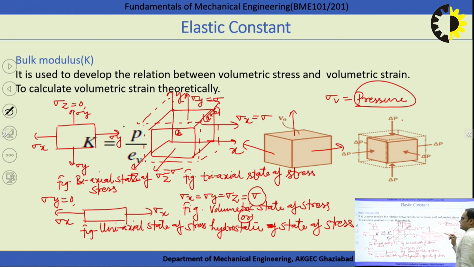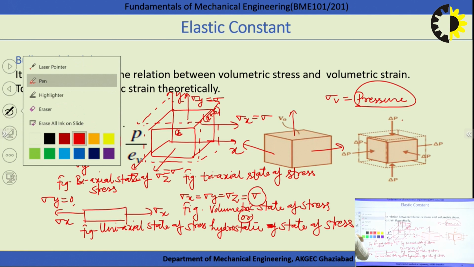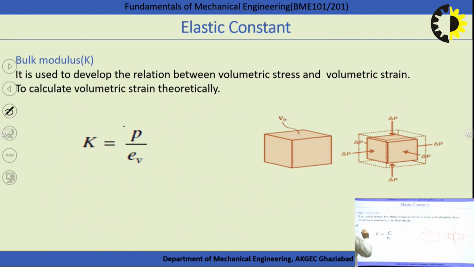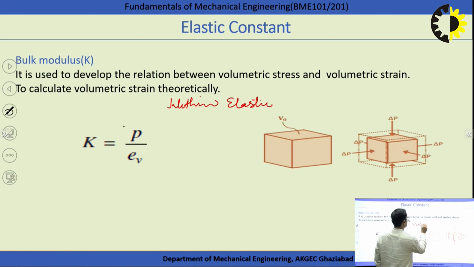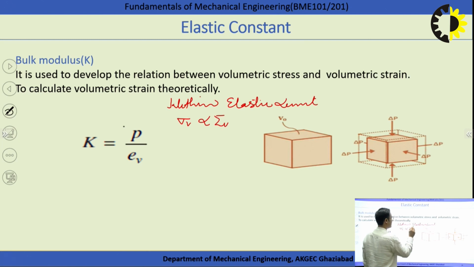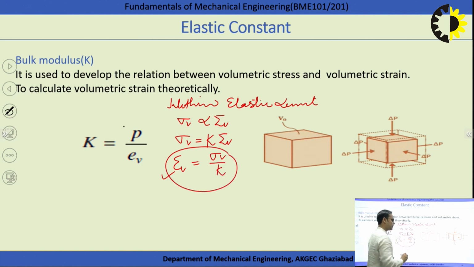Generally, bulk modulus is used to develop the relation between volumetric stress and volumetric strain, or you can say to calculate volumetric strain theoretically. So within the elastic limit, volumetric stress is directly proportional to the volumetric strain. As we remove the proportionality sign, a constant comes into the picture, that is known as K. So if K is known to us, we are able to calculate the volumetric strain as sigma V by K. This way we are able to calculate volumetric strain theoretically, right?